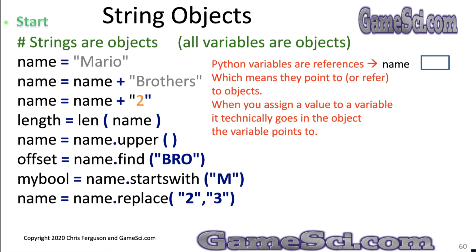String objects. Strings are objects in Python. To be honest with you, all variables are objects in Python, but we won't get into that till a later time. Python variables are what we call references. Name is a reference variable, which means they point to or refer to objects. When you assign a value to a variable, it technically goes in the object the variable points to. What do I mean by that?